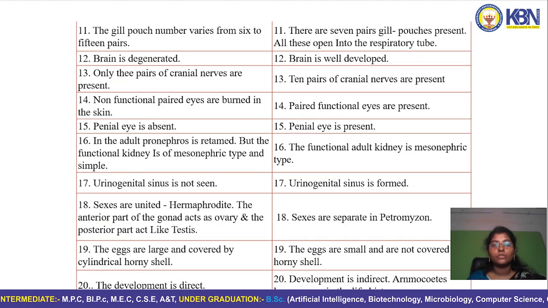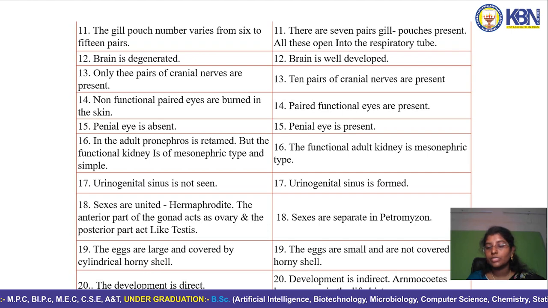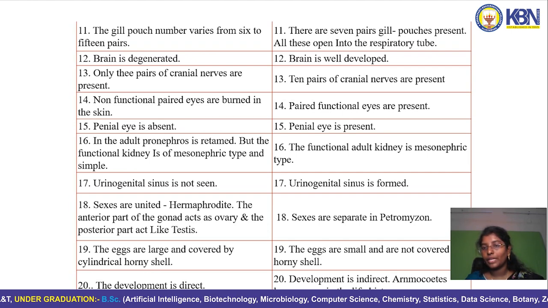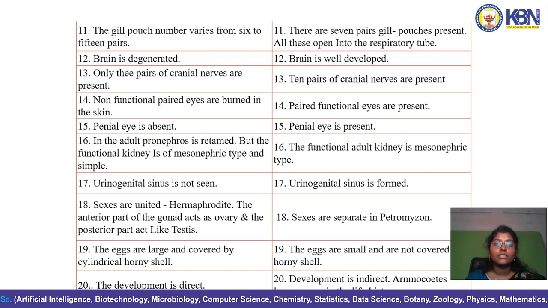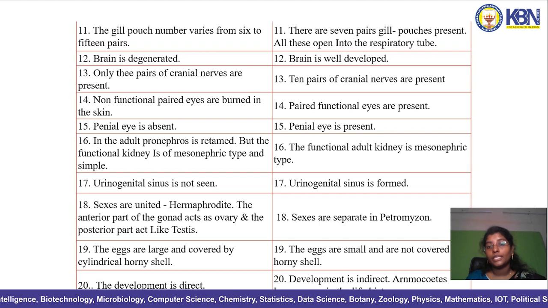In myxin, we can observe that the gill pouch number varies from 6 to 15 pairs. But in petromyzon, we can observe only 7 pairs of gill pouches are present. In myxin, the brain is degenerated. But in petromyzon, the brain is completely well-developed.